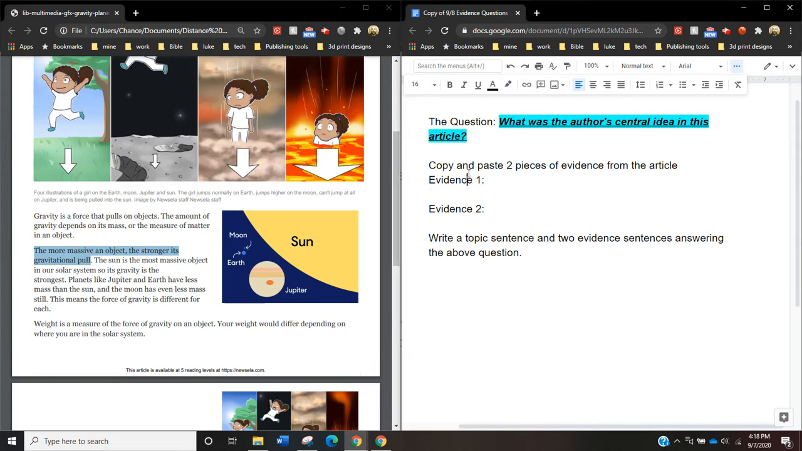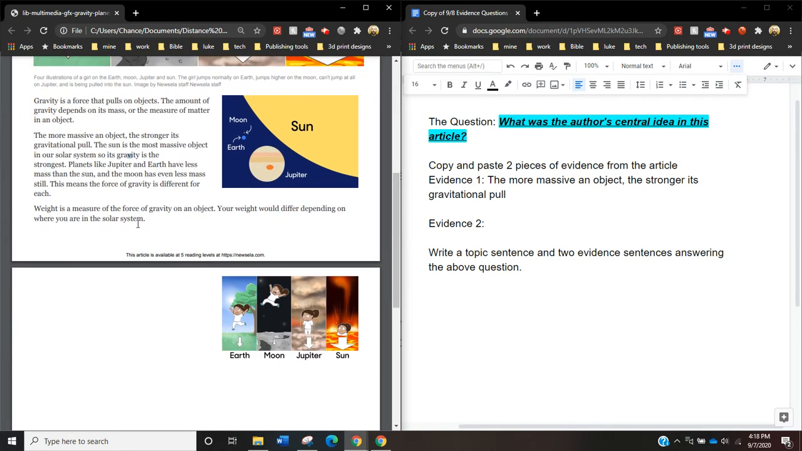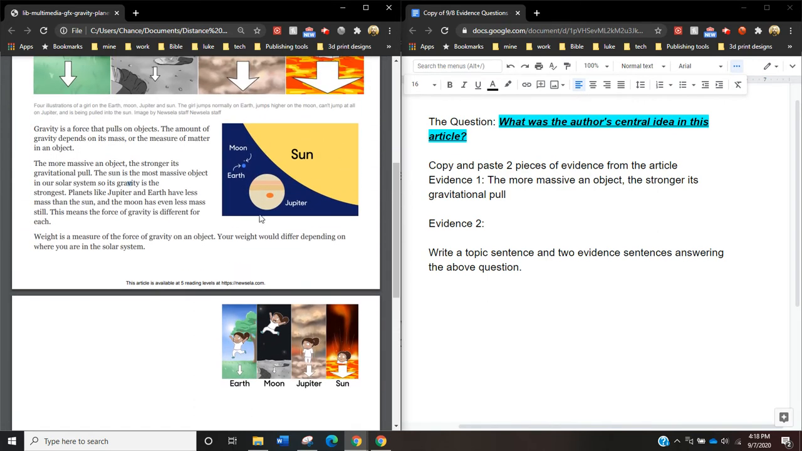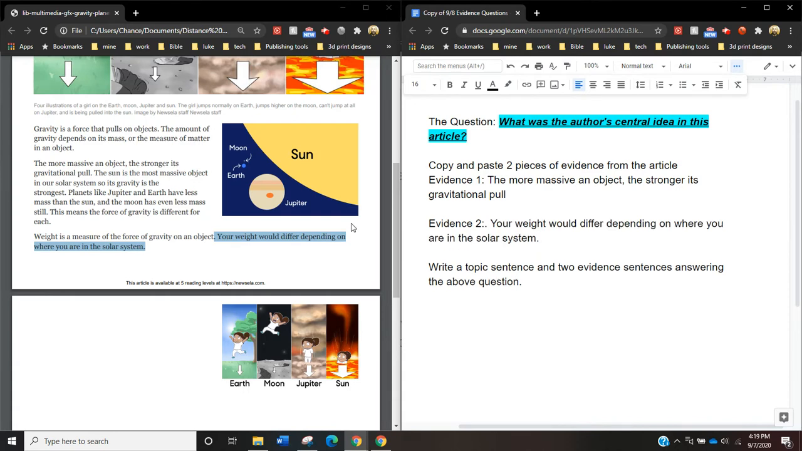This says, let's see, copy and paste two pieces of evidence from the article. So I'm going to take this as one of my pieces of evidence I'm going to use. All right. Let's see, keep reading. Weight is a measure of force of gravity on an object. Your weight would differ depending on where you are in the solar system. Okay. And that's it. Well, you know what? That's important too. Your weight would differ depending on where you are in the solar system. So I'll take that and see if that might be my second piece of evidence here.